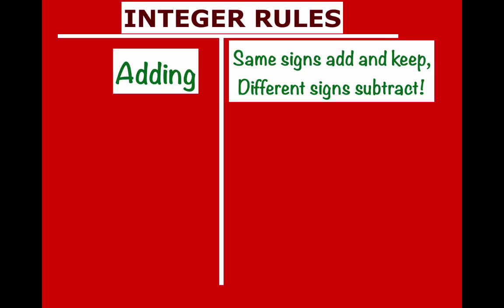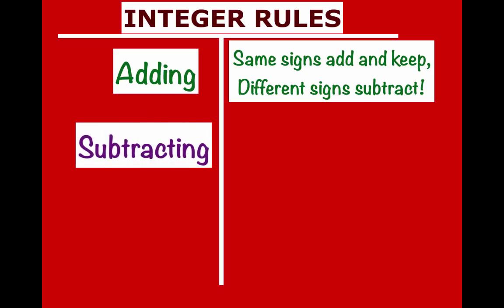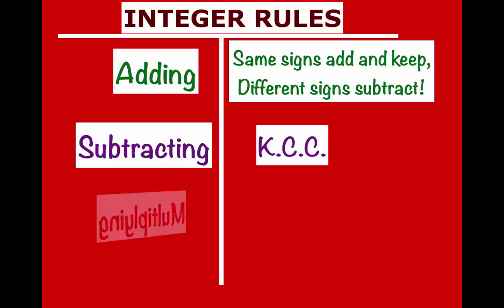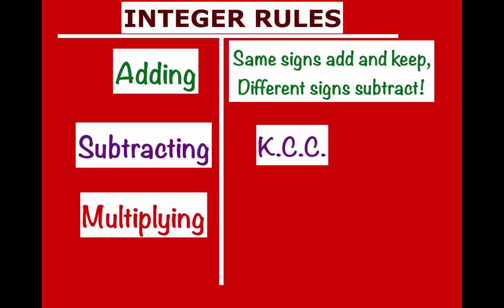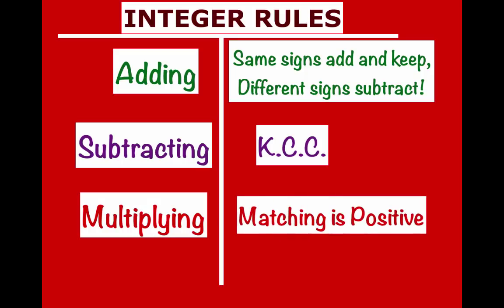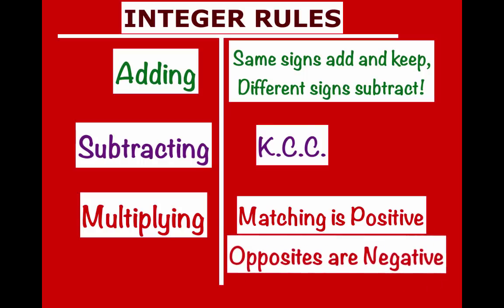That's our adding rule. What is our rule for subtracting positive and negative numbers? Well, we like to nickname it the KCC, the keep, change rule. We turn it back into an adding rule so that we can use the adding rules. So KCC, keep, change. What are our multiplying rules, our newest rules that we can add to our list? Well, I like to call them the match.com rules. Matching is positive and a no match, opposites, is negative.